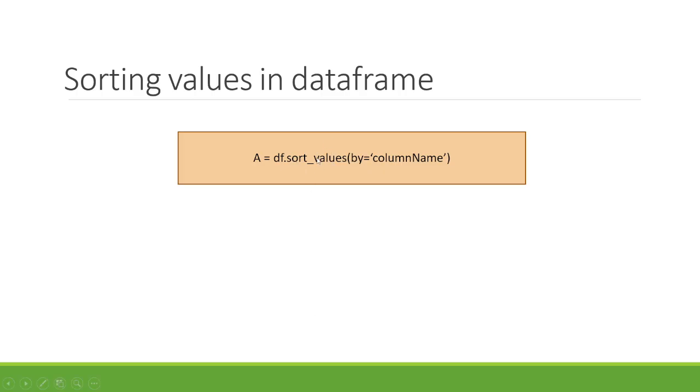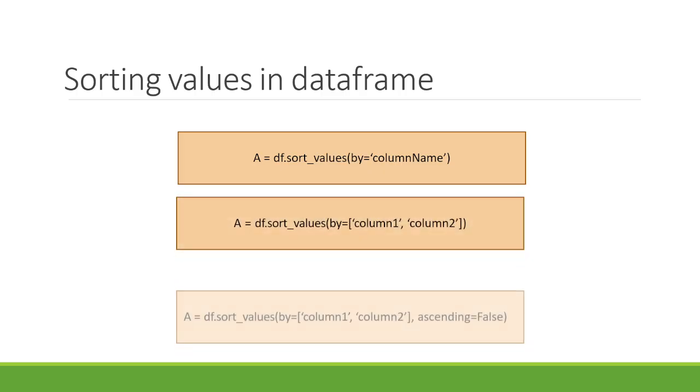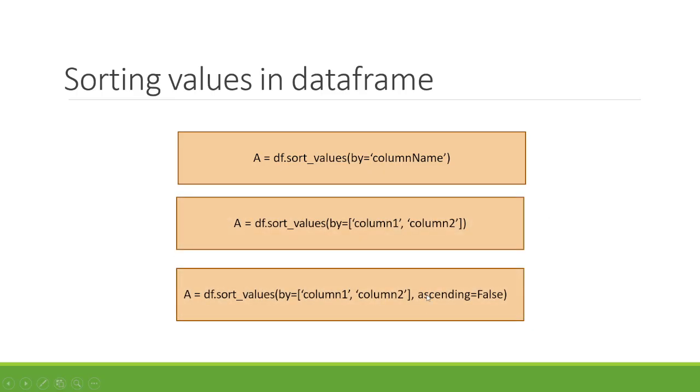This is your function for sorting the values. By default here we have ascending order, but if you want to perform descending order, then here you have to write ascending equal to false. Okay, so this will be the method for sorting a data frame.